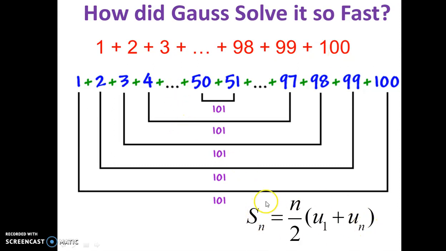And from that, we can make this rule. The sum of n terms in an arithmetic sequence is found by adding the first term u1 and the last term un. So u1 plus un, which in this case is 1 plus 100, which is 101. You take the sum of the first and last, and you multiply that by n over 2, n representing the number of terms, in this case 100. So 100 divided by 2 is 50, and again, that's like having 50 of these pairs of numbers.